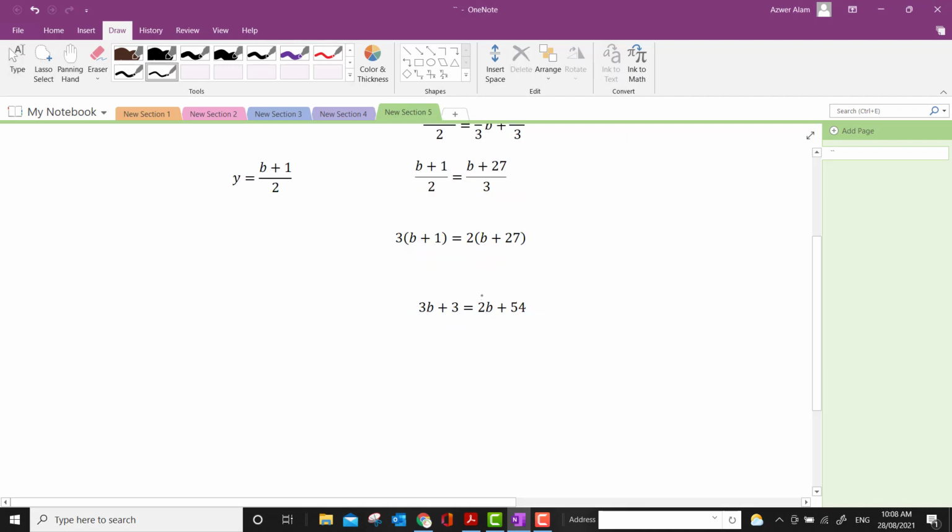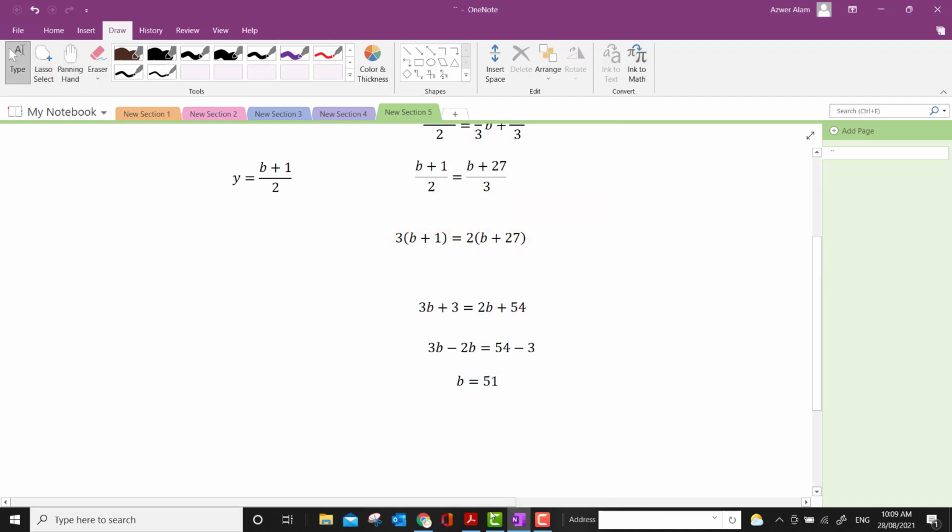We can now move similar terms on one side of the equation. So this 2b can come here and this 3 can come here. So 3b, this will become minus 2b is equal to 54 as it is, and this 3 will become minus 3. 3b minus 2b is just b, and 54 minus 3 is 51. So the value of b is 51.